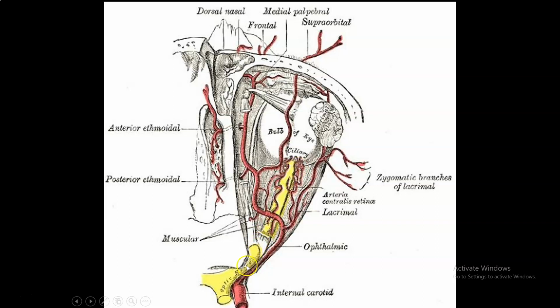Another view: the ophthalmic, lateral to medial, ending in the supratrochlear and supraorbital, anterior and posterior ethmoidal, muscular branches, central retinal artery, and short and long ciliary arteries, posterior and anterior ciliary arteries.